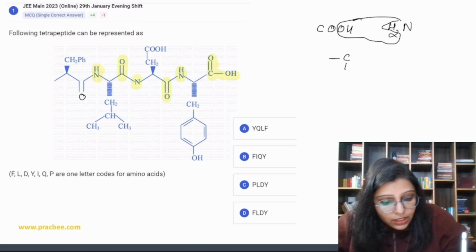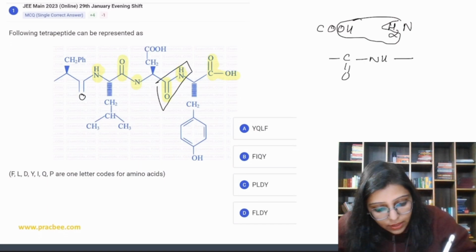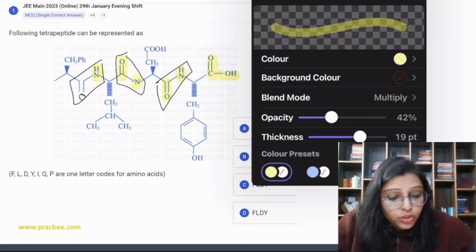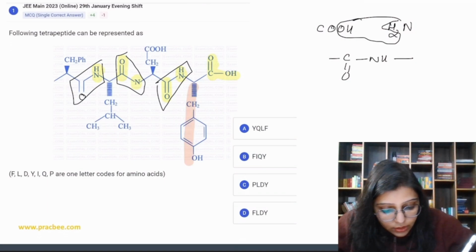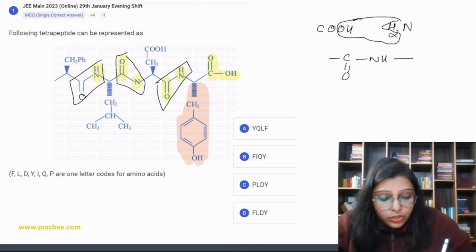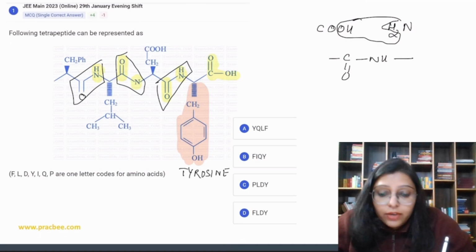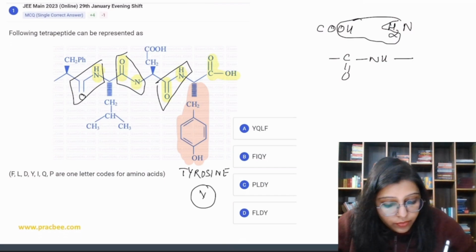So we have a C double bond O NH linkage. We have this linkage. It means here two amino acids combine. Here also two amino acids combine, and here also two amino acids combine. It means what do we need to check now? We need to check the alkyl group. So this is the alkyl group now. CH2 and then phenyl ring and this OH. So this is for tyrosine, and the tyrosine letter code is Y.